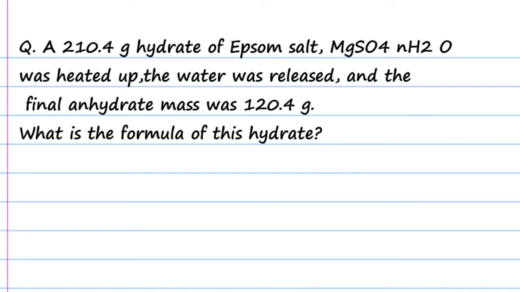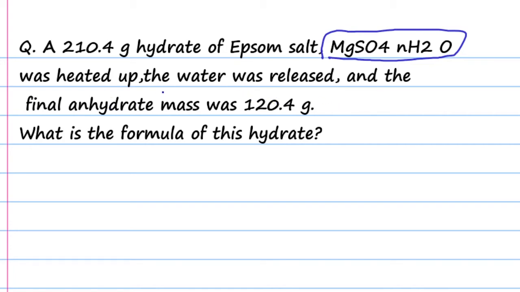So here is another question for a hydrated salt. 210.4 gram hydrate of Epsom salt, MgSO4·nH2O, was heated up. The water was released and the final anhydrous mass was 120.4 gram. What is the formula of this hydrate? So determine the mass of water that has left the compound. Here is the hydrated salt, MgSO4 and H2O, which has the mass of 210.4 gram. This means that this salt is the hydrated salt and has water of crystallization in it.